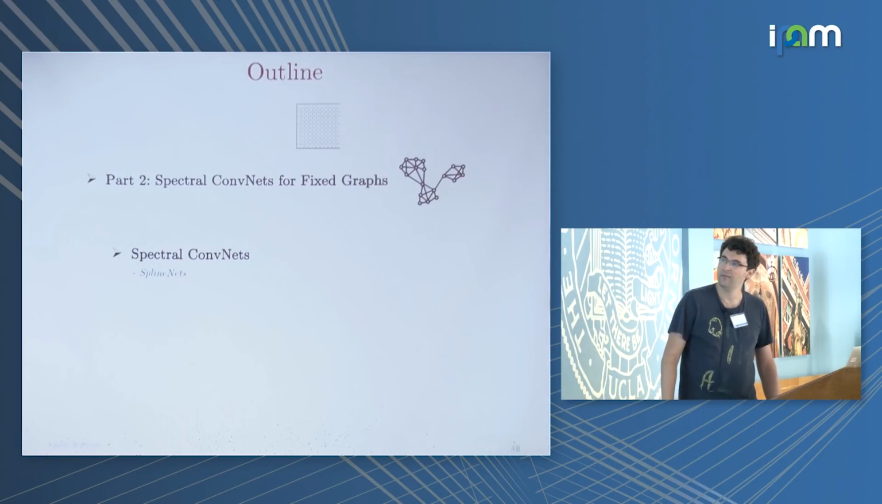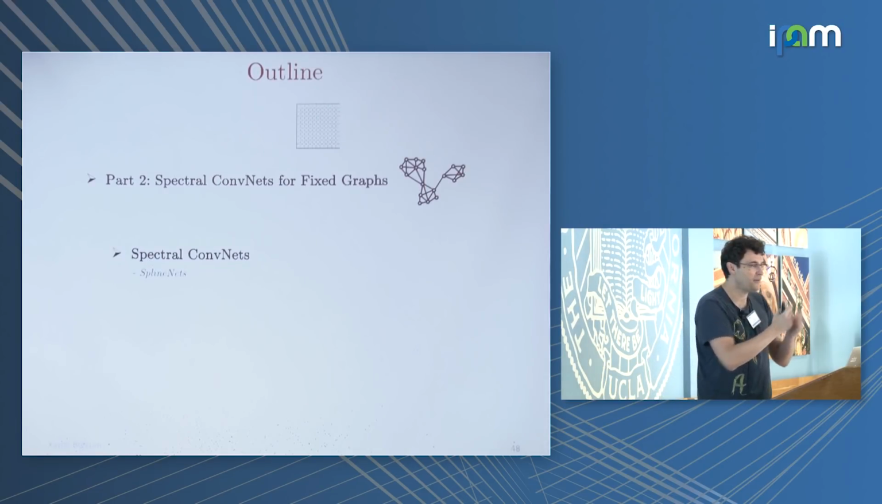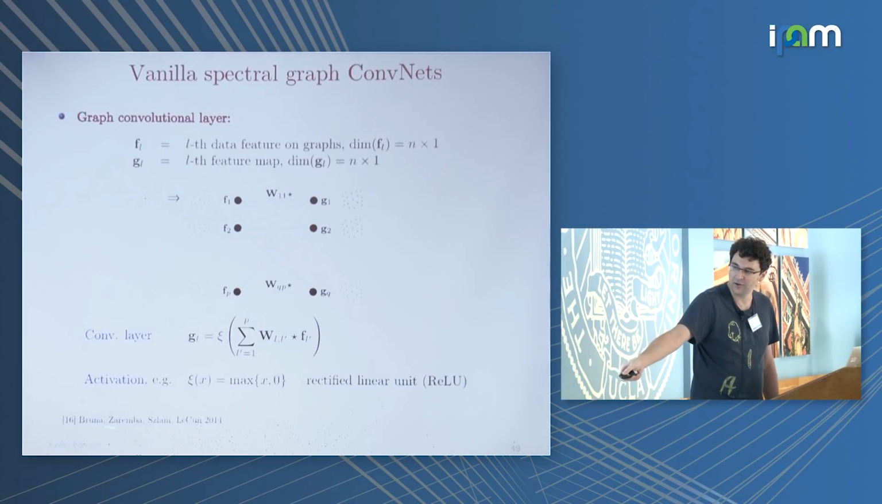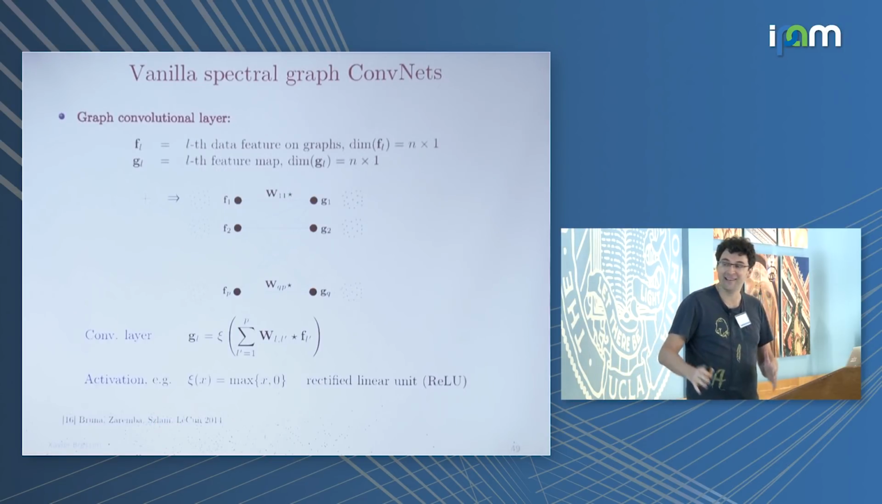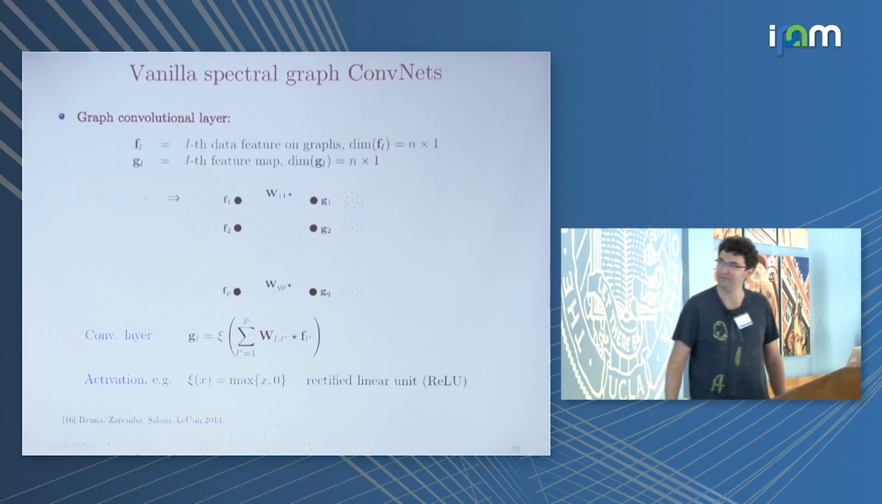Okay, so now I have the tools for graph convolution and graph downsampling. I can design spectral conv nets. So this is the first paper by Joan, Zaremba, Arthur, and Yann. This is basically the inspiration and the reason why we are all at this workshop today, trying to extend deep learning to graphs. Everything starts here.